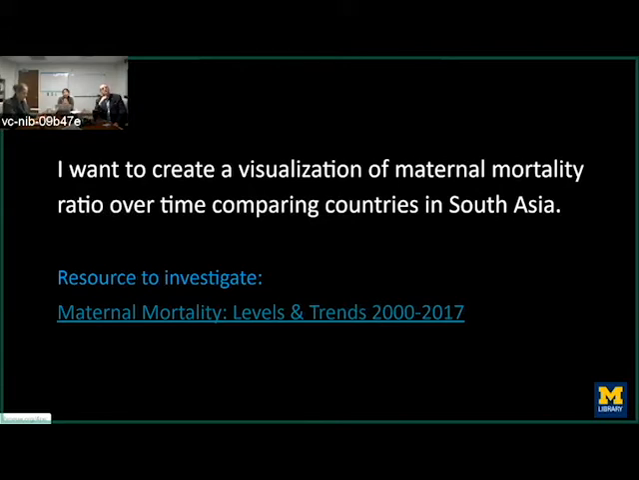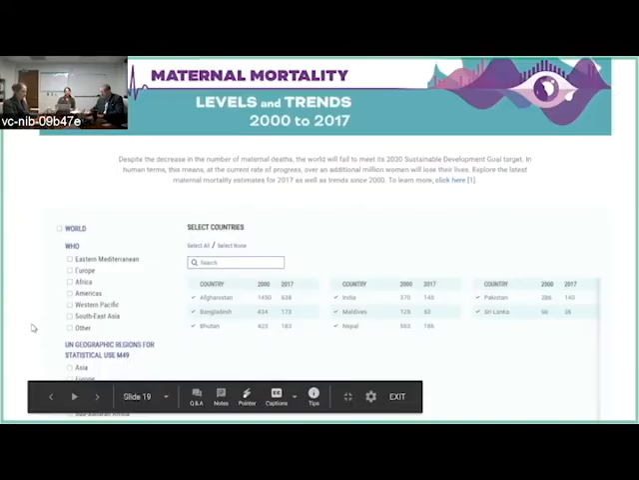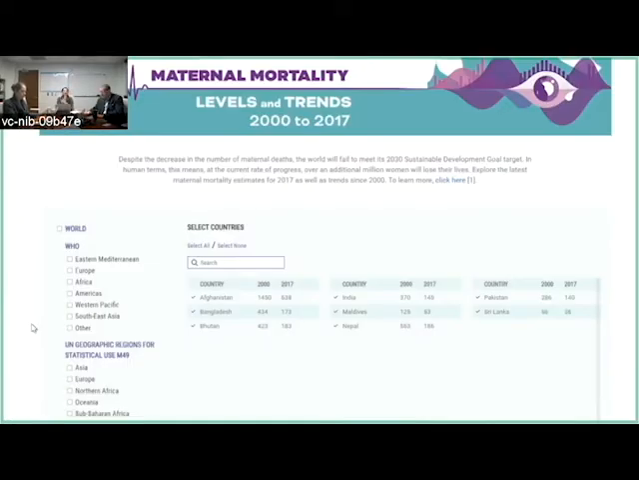We're always looking for timely and current maternal mortality ratios and maternal mortality information. One good source for this from a data visualization point of view is the World Health Organization's new maternal mortality levels and trends data visualization, based on a recent report that was published about 1 month ago, I'd say. So my question is, I want to create a visualization of maternal mortality ratio over time, comparing countries in South Asia. So here we have it, maternal mortality levels and trends.